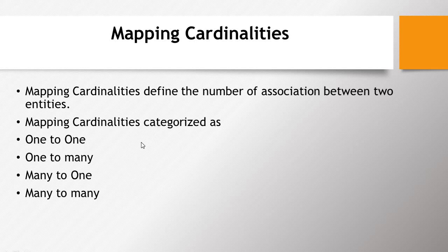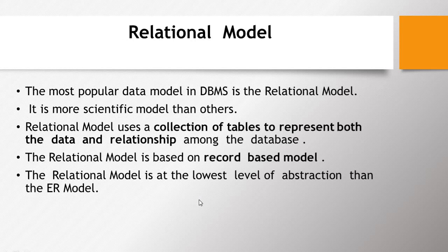So next let us see the mapping cardinalities. Mapping cardinalities define the number of associations between two entities. Mapping cardinalities can be categorized into one to one, one to many, many to one, and many to many mapping cardinalities. These are the four types in the mapping cardinalities. And the next, second type, let us see about the relational model.